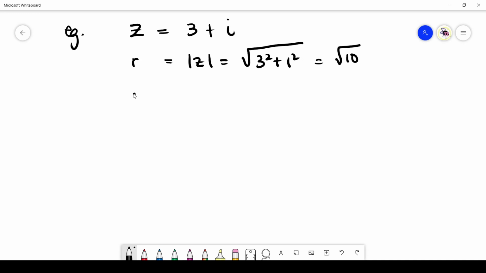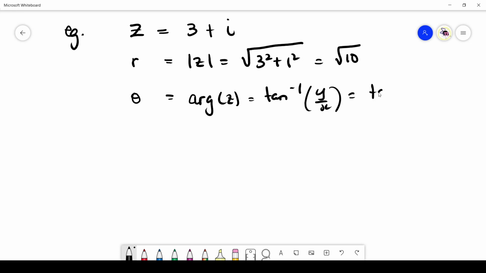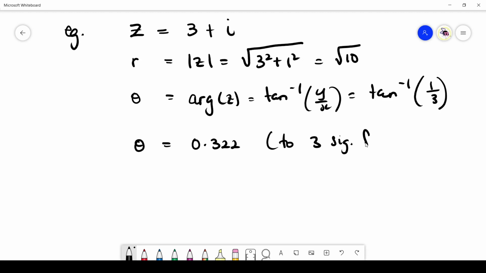Similarly, we would have to find our angle theta. Our angle theta is given by the argument of z, which is equal to tan inverse of y on x. In this case, our value of y is 1, and our value of x is 3. There's no exact value for that, so you would have to go to your calculator in radian mode and you should generate an answer of 0.322 correct to 3 significant figures.